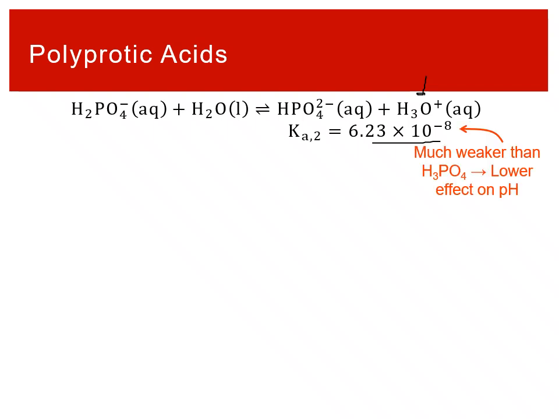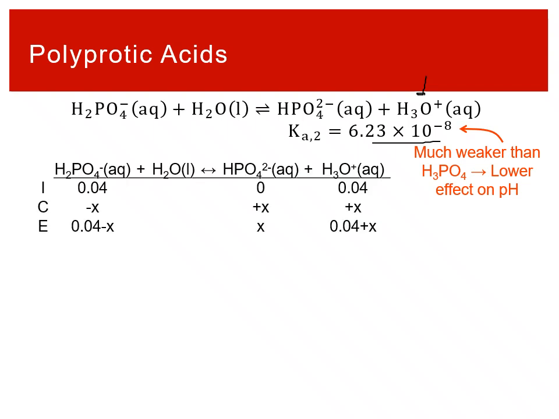One of the things though, this is a much lower Ka than the initial K1 that we saw for phosphoric acid just a little bit ago. So we would expect that this acid is weaker. It will have less of an effect on changing the pH.